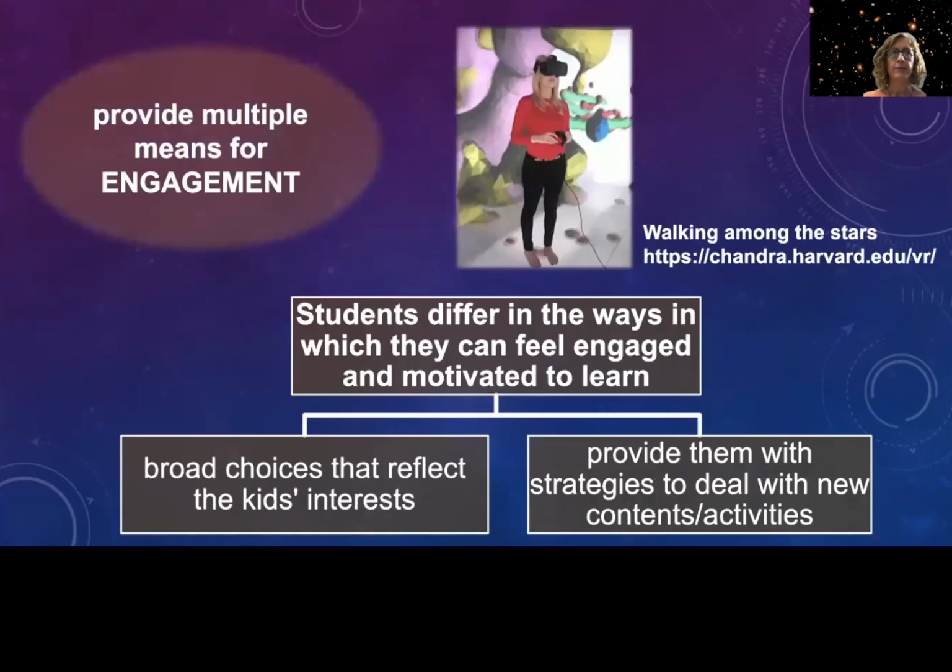We also have to provide multiple means for engagement, as students differ in the ways in which they can feel engaged and motivated to learn. So we can make use of broad choices that reflect the students' interests and provide them with strategies to deal with new contents and activities so they feel confident that they will understand and learn them. A good way to engage your students is, for example, by taking advantage of the virtual reality technology, as in the example I show here in this image. It is from Chandra's project, Walking Among the Stars.